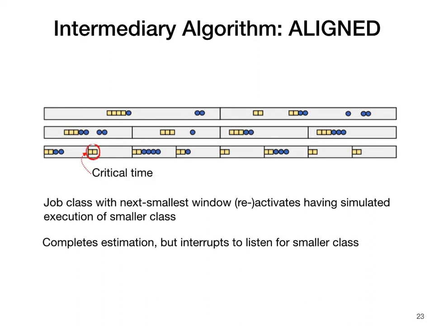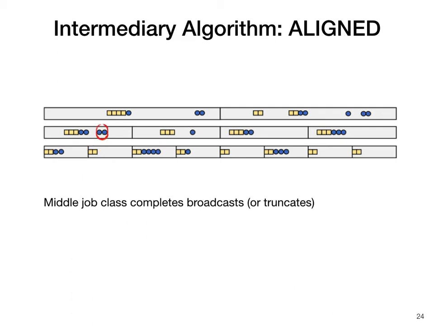When the next critical time occurs, the middle job class is interrupted and must suspend again to listen. In this case, there are no jobs in that class to worry about, none arrived, and listening for 2 slots is sufficient to convey this information to the larger window classes. So the middle job class reactivates and finishes its broadcast activity. And now the top level job class can start executing, and so on.